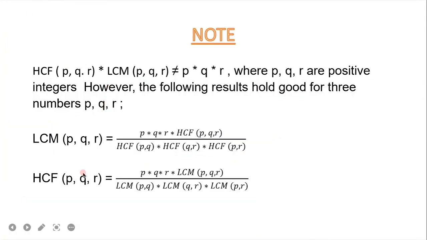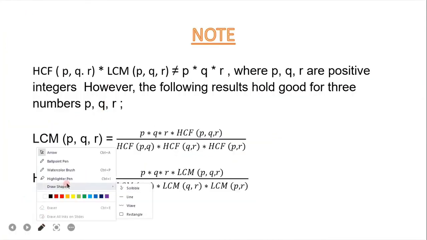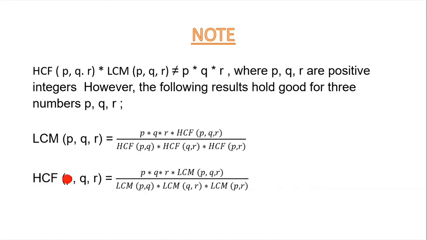Okay, note, we have already seen the relationship between two numbers and their LCM and HCF, that is, the product of two numbers is equal to the product of their LCM and HCF. But this condition fails when we have three numbers. So for three numbers, the LCM of P, Q, R is equal to the product of the three numbers, that is P into Q into R into HCF of the three numbers, divided by HCF of PQ, QR and PR.